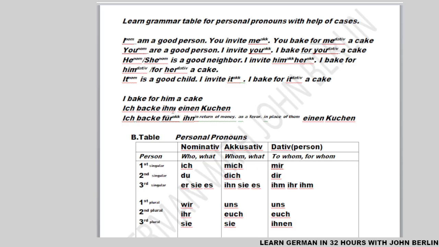But the sentence here, ich backe ihm, the question is simple, for whom? The answer is for him. It simply means I'm doing something for him out of my own wish. Maybe it's his birthday, I'm making for him a cake. So that's as simple as that.